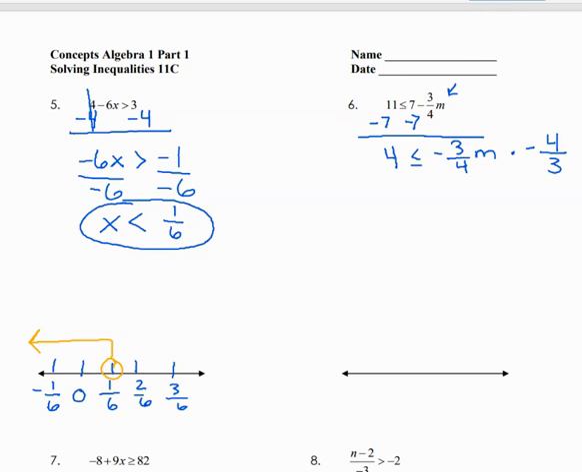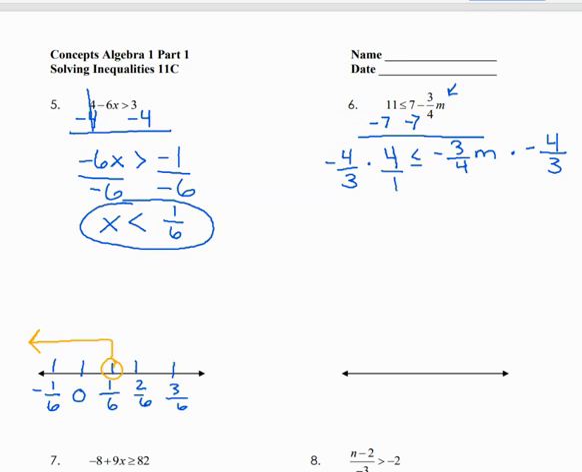So the reciprocal is the flip of it. Instead of negative 3/4, it's negative 4/3. And I do that to the other side as well. Don't drop the negative. Really important if you're at home that you are paying attention and copying these things down correctly, okay?